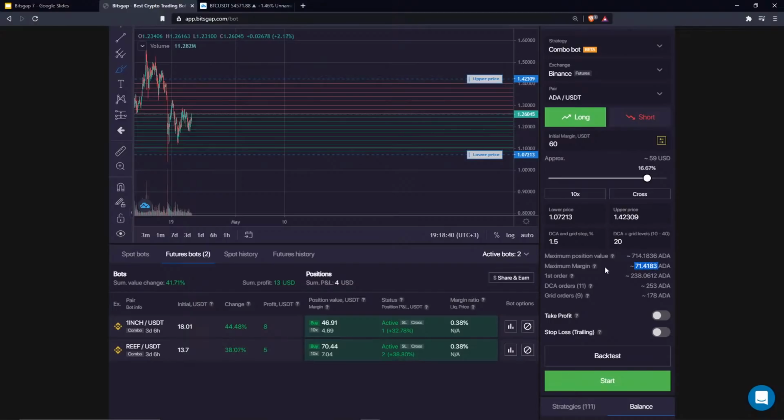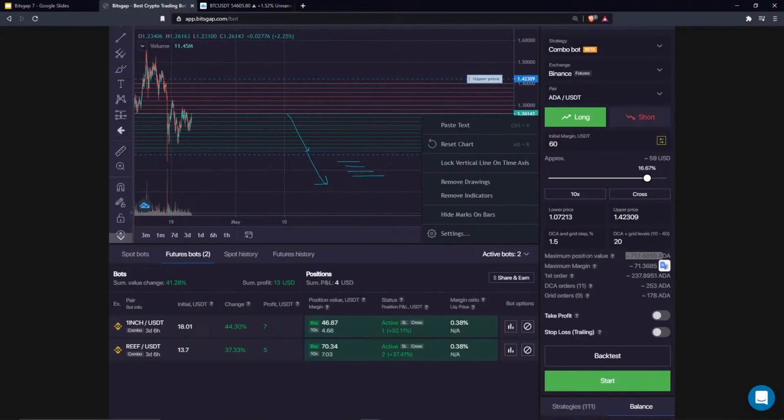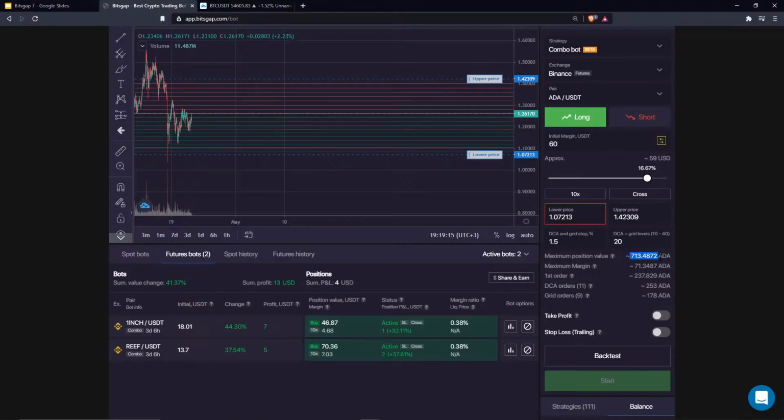It's the maximum margin to be used, and that's the maximum position value. And this maximum position value is exactly the value that you can get if the price falls down to that point and a bit more. Because as I said, there is a built-in configuration that if the price falls below the lower price, so it goes below the trading range, then it still has this possibility to initiate new DCA buy orders, and that's why the total maximum position value is exactly this one. Yeah, so this is how it is.